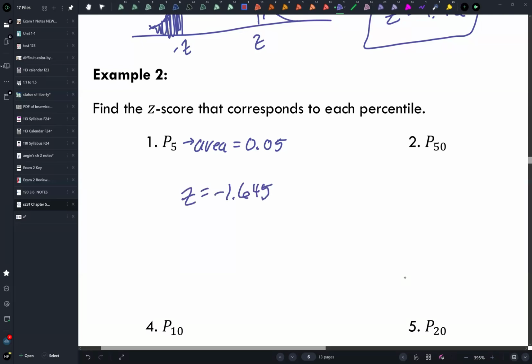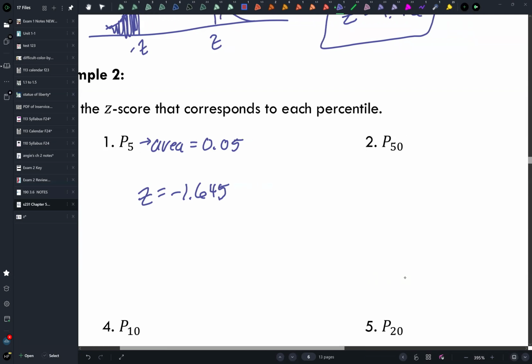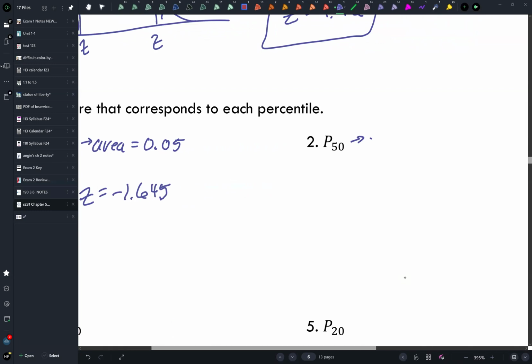If you didn't catch that the first time, rewind it and listen again. You need to know how to find the z-score that falls between two different areas. Now this next one means we have an area of 0.5, which is half of the area under our curve. Where along the normal curve is there a left area of 0.5? Since our total area is 1, 0.5 is at the middle, which is z equals 0.